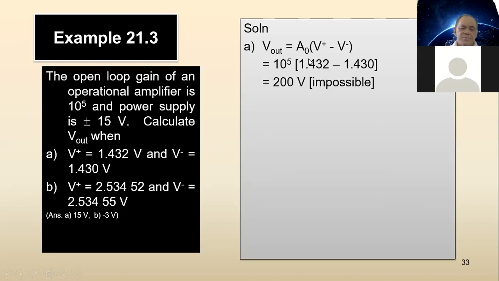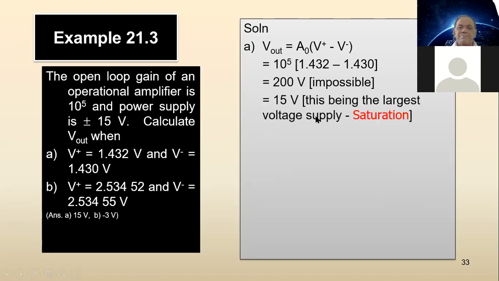But we say impossible because we only provide 15 volt. So how are we going to get a 200 volt? It means that the op-amp will just indicate to you 15 volt. We call this saturation. It cannot give you 200 volt because whatever you give only comes out as the maximum. 15 volt is the power supply.